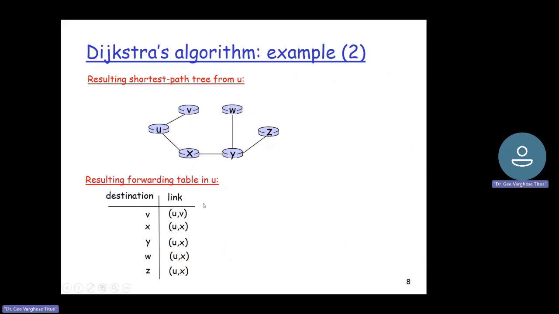And this is the forwarding link. If you want to go to X, it has to go through this particular adjacent link. If you want to go to Y, you have to forward it to X. If you want to go to W, again, you have to forward it to X. If you want to go to Z, you have to forward it to X. So this is your forwarding table that you come across.